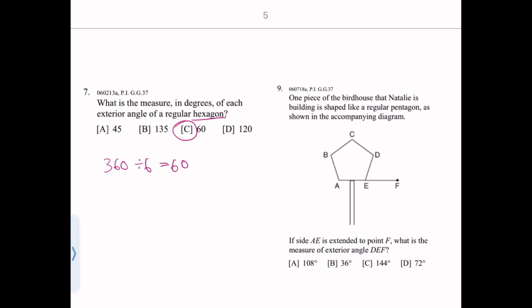One piece of the birdhouse that Natalie is building is shaped like a regular pentagon, as shown in the diagram. If side AE is extended to point F, what is the measure of exterior angle DEF? So we're trying to find the measure of one exterior angle, and we know that this is a regular pentagon, so it has 5 sides. So all we need to do is just 360 divided by 5, which is equal to 72. So D is your answer.